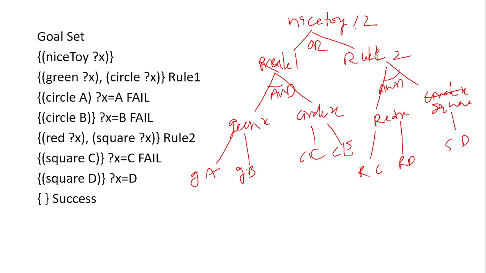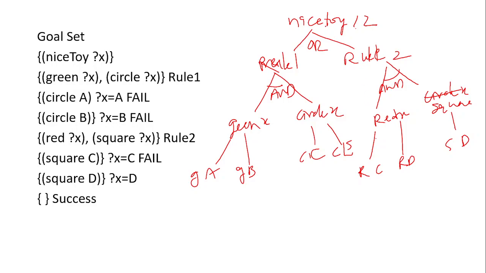Next, it will check with the other green, which is green B. We do not have circle B, so it is also failed. Rule 1 has failed, the OR condition is there, so it will go and check with rule 2. This is done using the depth first search algorithm like this.